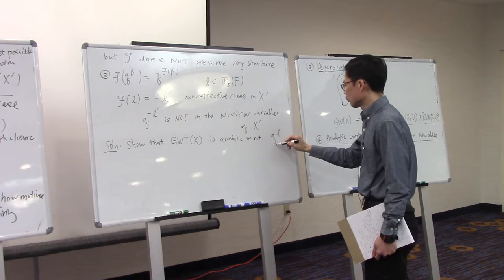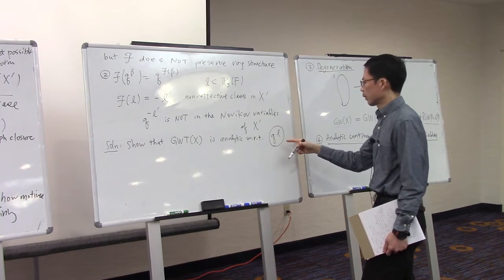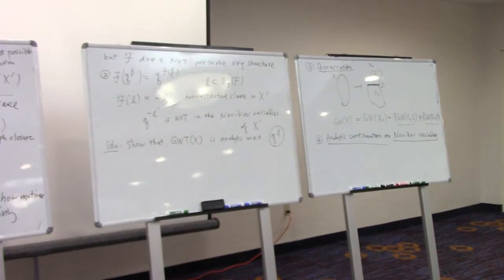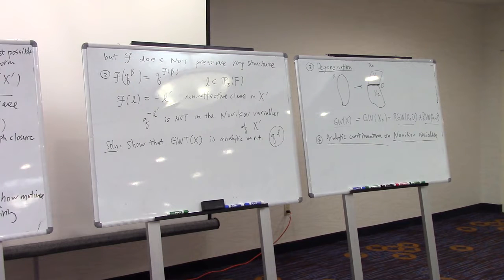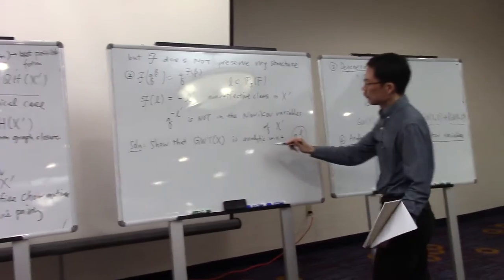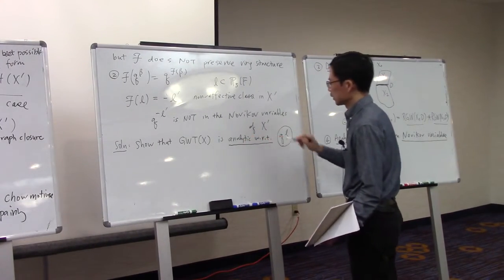So this is a particular Novikov variable, the Novikov variable corresponding to the curve which performs the flopping contraction. In this case, in the simplest canonical case, this will be a P1. This P1. So we want to first show this is analytic with respect to this.